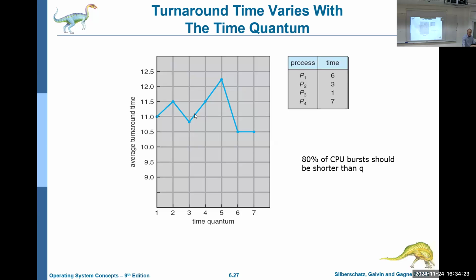It makes sense, though it's not so clear, and it'll depend on the particular set of programs. This graph is not always true. This is a graph for this particular set of programs.